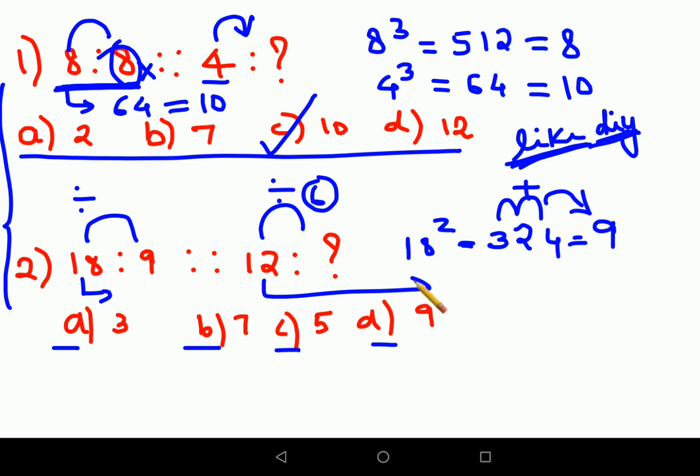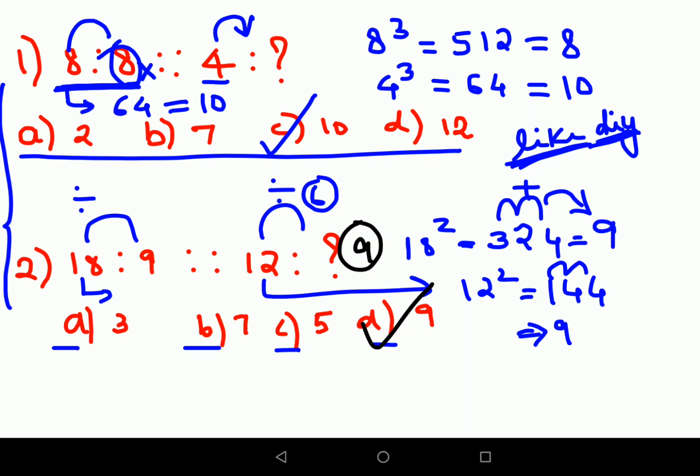So here let's do this. We have 12 square, that gets you 144. And when you add all of them, 1 plus 4 gets you 5, and 5 plus 4 gets you 9. So in this case, option D, that is 9, is your answer for this particular question.